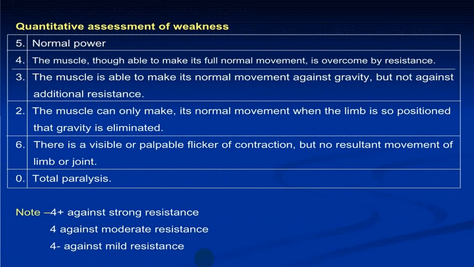So this will be the grading. Against resistance 4, full power 5, 3 not against the resistance but against the gravity, movement possible but not against the gravity 2. The 6 shown here, sorry, this should be 1, it is mentioned as 6, wrong. Almost flickering movement only, power 1, no movement, power 0.